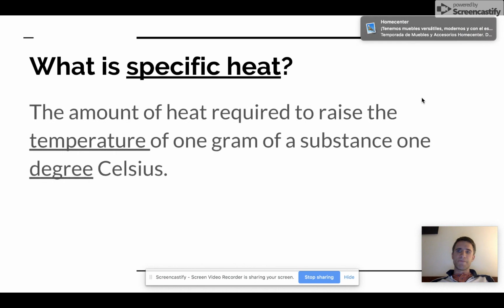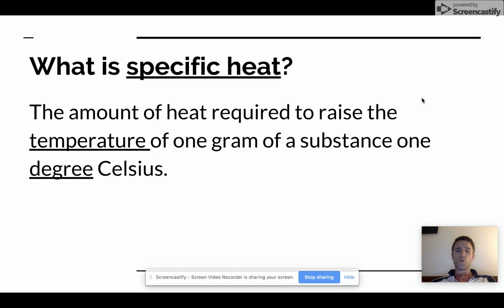So, what is specific heat? Specific heat is the amount of heat required to raise the temperature of 1 gram of a substance 1 degree Celsius. A very precise definition, this is just saying how much heat does the material require to get hotter? How much heat does it need to get hotter? Different things heat up at different rates. This is something you've probably noticed. Different things heat up at different rates.